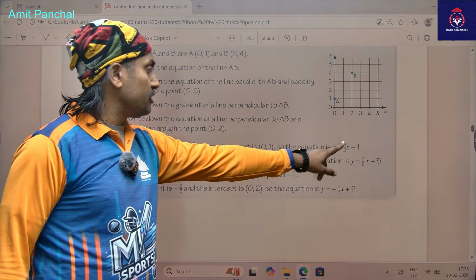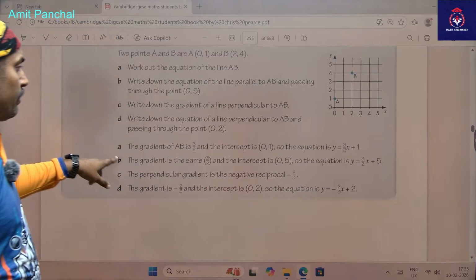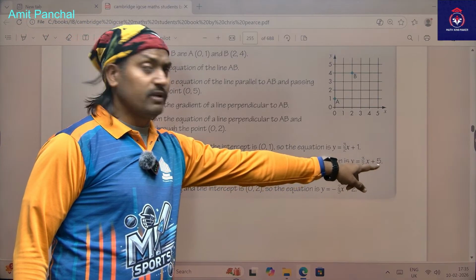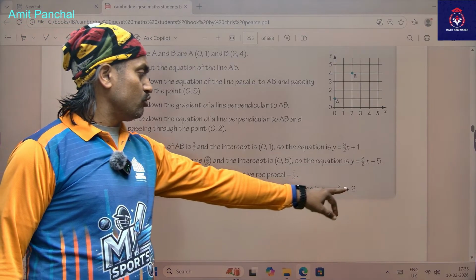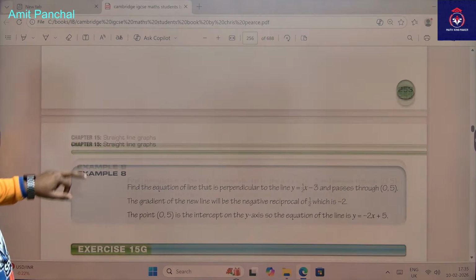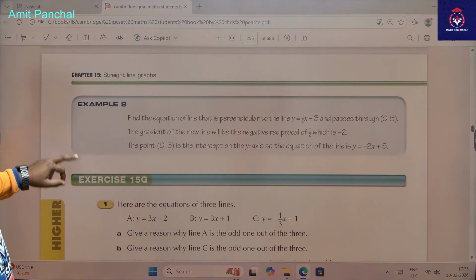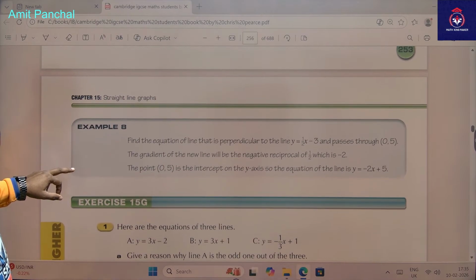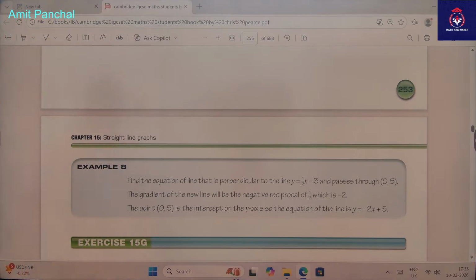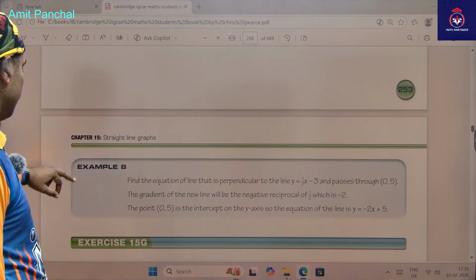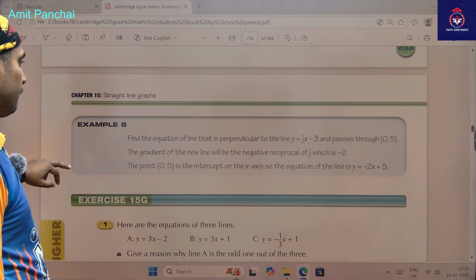The straight line is 3 by 2x plus 1, the first one. Second one, 3 by 2x plus 5. Yes, sir. c is minus 2 by 3x plus 2. Okay, is that the right answer? Yes, sir. Okay, just now try to do this one also, Example 8. Yeah, it is given here. I think we will move on to the next topic also.